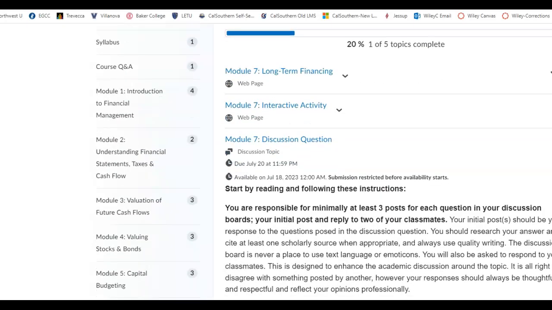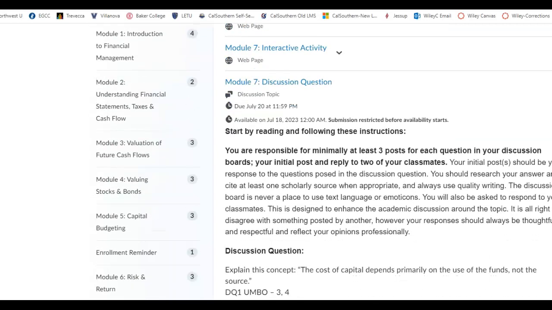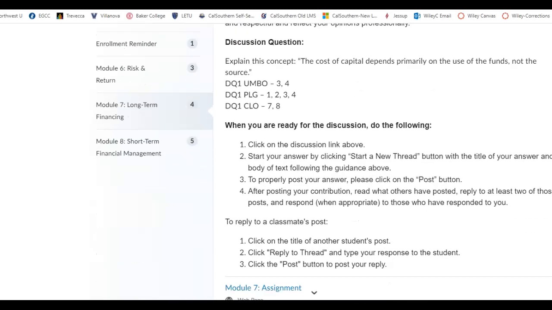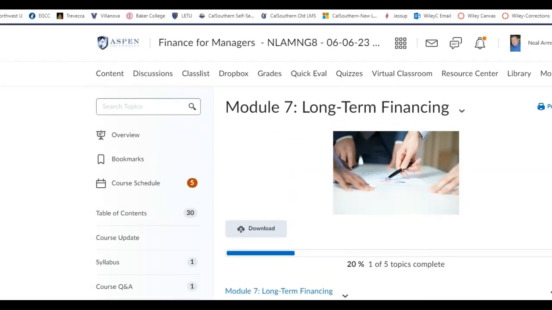We have an interactive activity where it'll give you questions on that as well. We have a discussion board question, which is due on July 20th. Depending on your class, it'll be due a couple days after that, so I'll definitely leave a note on that. And we have an assignment as well. Those are the things we have due in this class.